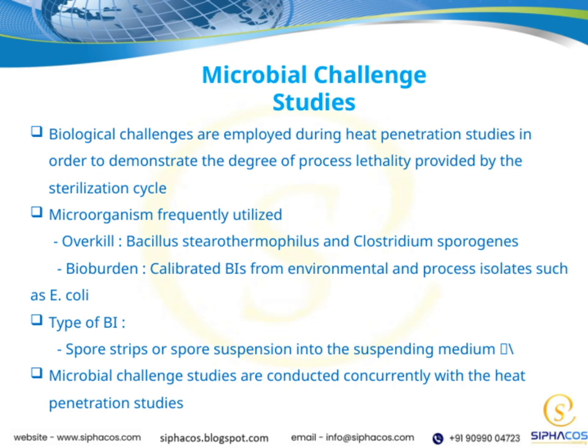In terms of bioburden, we often use calibrated biological indicators, or BIs, which are derived from environmental and process isolates, like E. coli. These BIs help us simulate real-world contamination levels and ensure the process is robust enough to handle typical microbial loads. The type of BIs we use can be spore strips or spore suspensions, which are introduced into the suspending medium. This allows us to accurately assess whether the sterilization cycle can effectively inactivate these microorganisms under actual processing conditions.